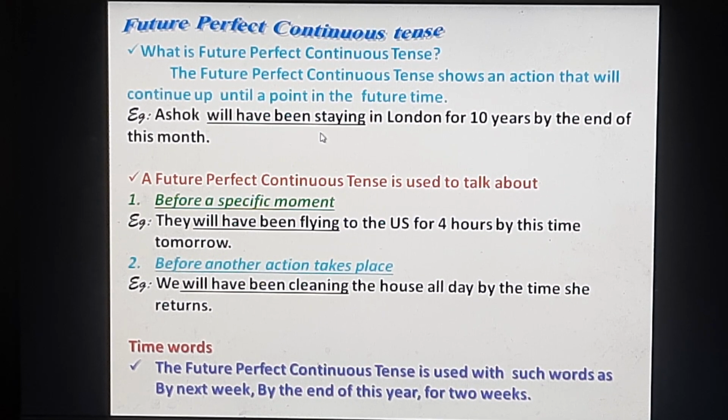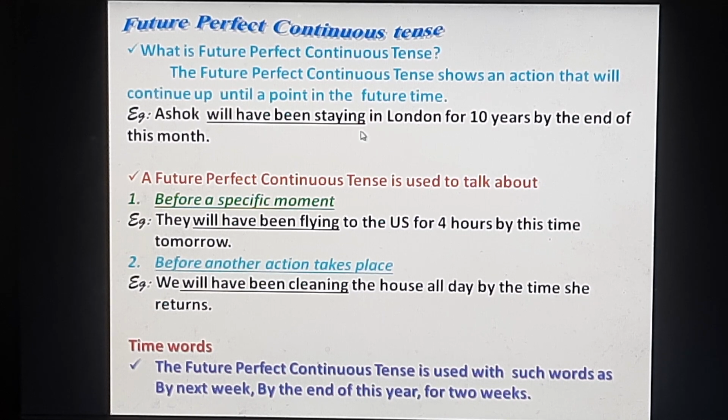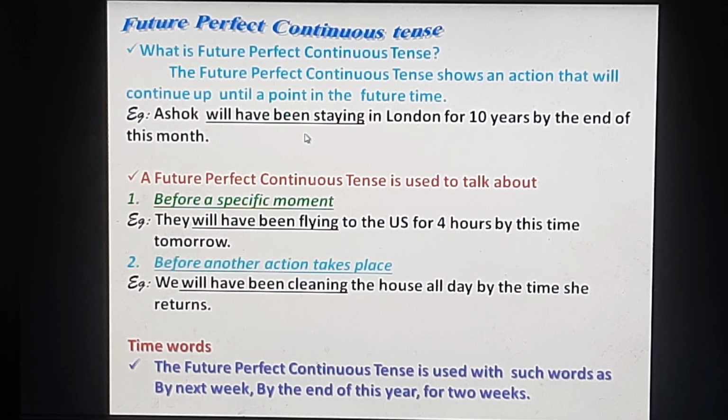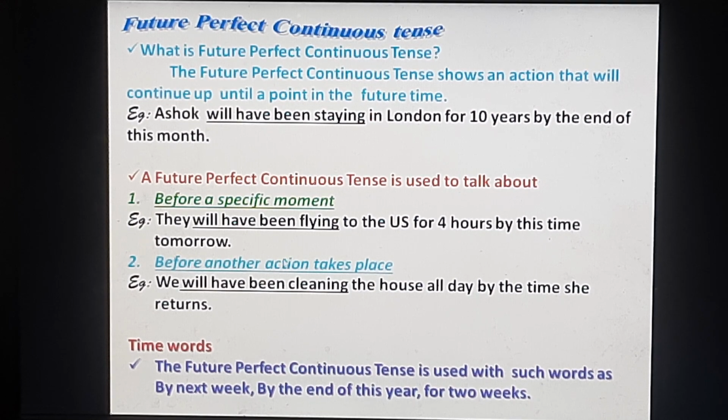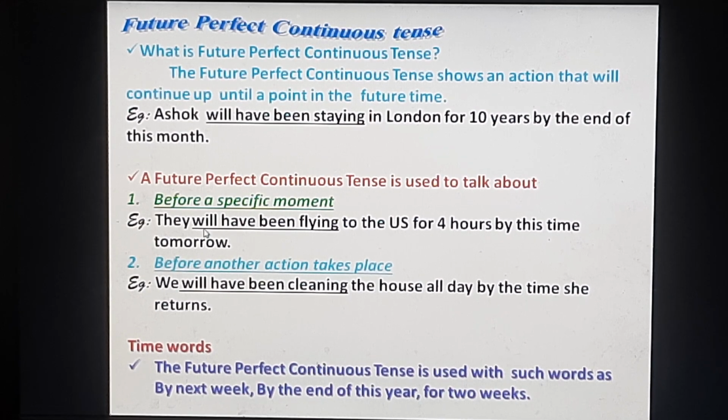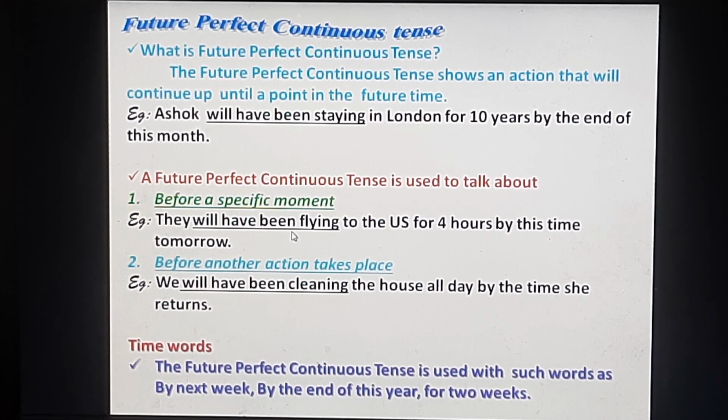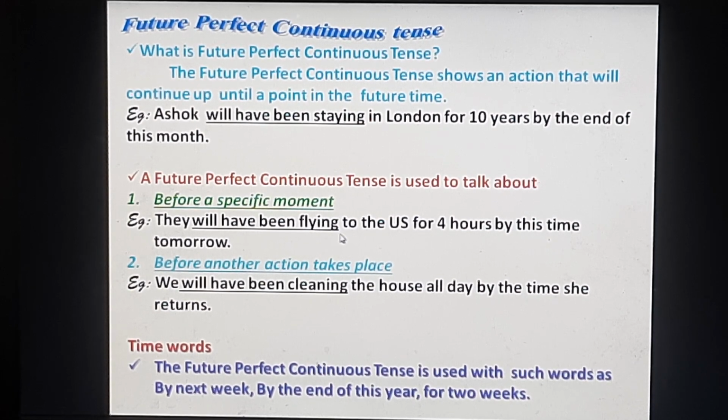Will have been staying is your future perfect continuous tense, which says that he's already been staying there and the act of staying goes on continuously. A future perfect continuous tense is used to talk about an action before a specific moment. They will have been flying to the US for 4 hours by this time tomorrow. So for 4 hours by this time tomorrow is the time that is specified. For that your verb will be will have been flying in the future perfect continuous tense.